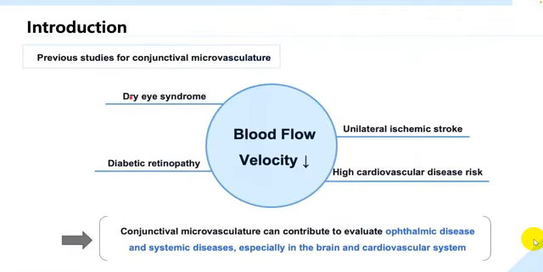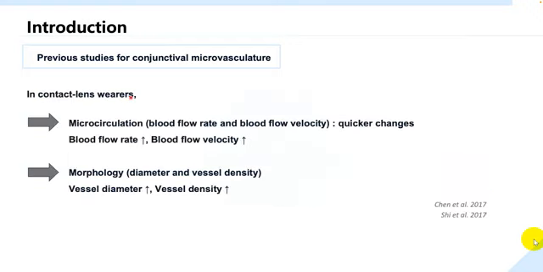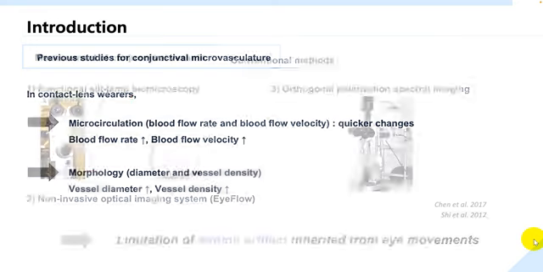Studies found slower blood flow velocity in dry eye syndrome and diabetic retinopathy, and in patients with cardiovascular diseases, indicating that conjunctival vessel velocity assessment has systemic value. Furthermore, in previous studies, contact lens wear initially increases blood flow rate and velocity, which are parameters associated with microcirculation, and then vessel diameter and density, which are related to morphology.